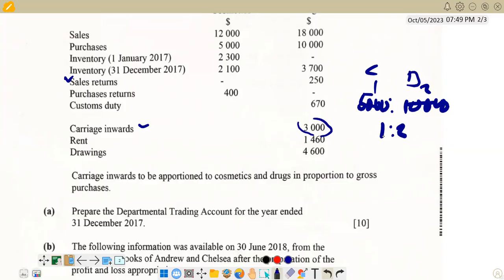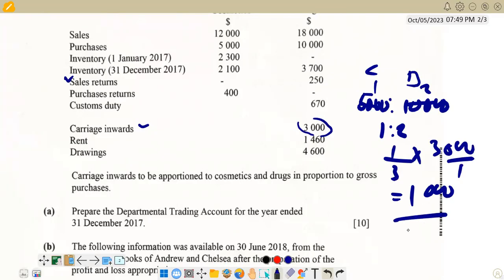For cosmetics, if you say 1 plus 2, you get 3, so this is our denominator. For cosmetics, we say 1 over 3, then we multiply by the figure that we are given, which is 3,000 over 1. So 3 into 3,000, we are going to get 1,000. Then for drugs, we say 2 over 3 times 3,000, over 1, and we get 2,000, because here we get 1,000 and we multiply by 2 to get 2,000. So we put 1,000 for carriage inwards for cosmetics, and 2,000 for drugs.